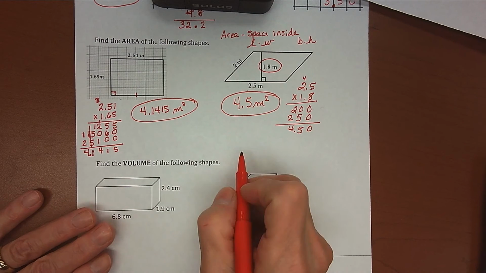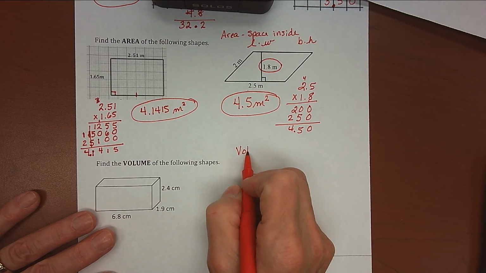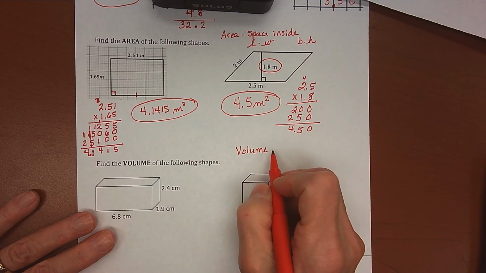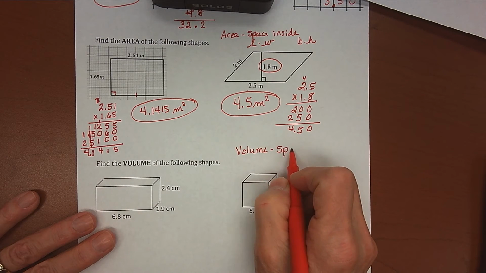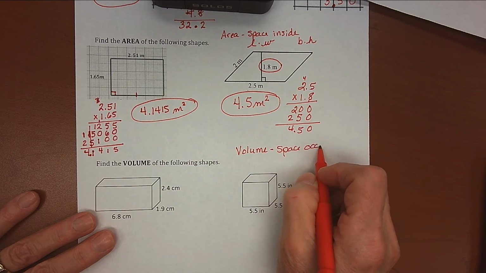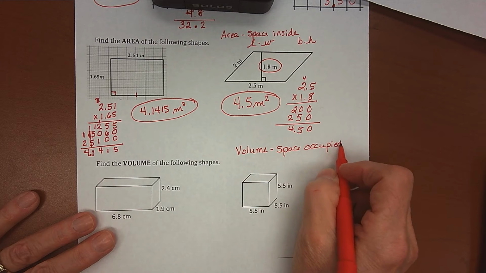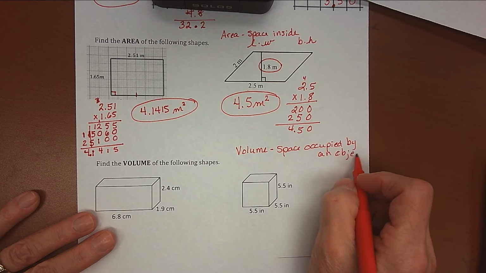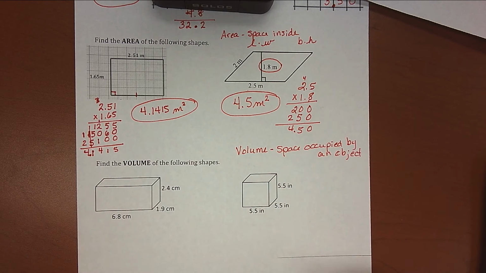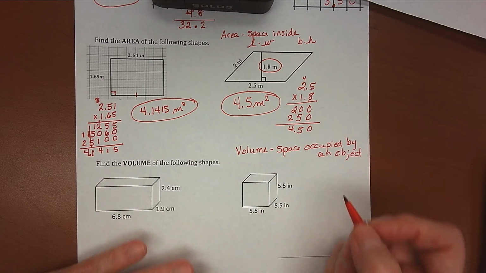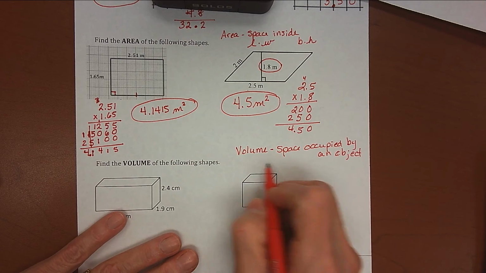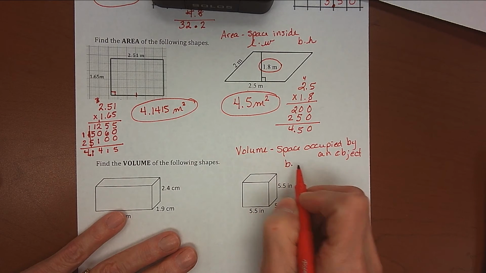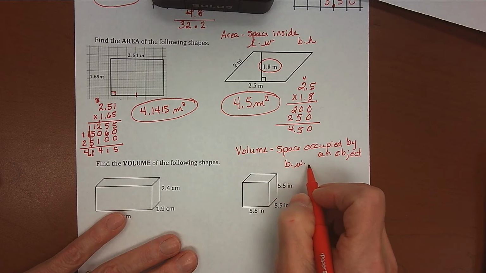Okay, now for volume, remember that volume is the amount of space an object occupies. So space occupied by an object. And it's three-dimensional, so it has length, width, and height. So we can say that is going to be computed by doing the base times the width times the height.